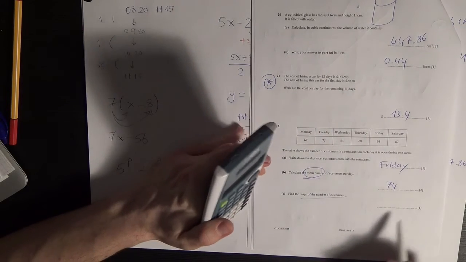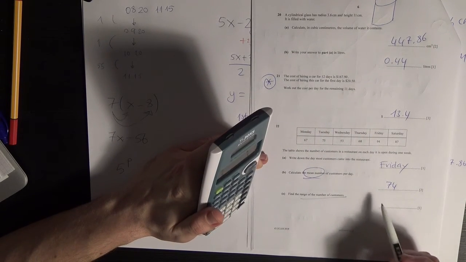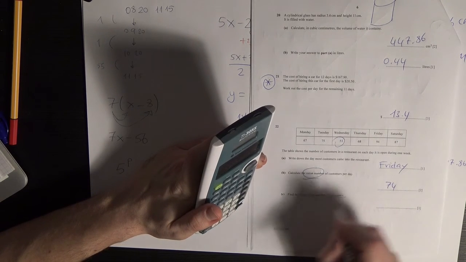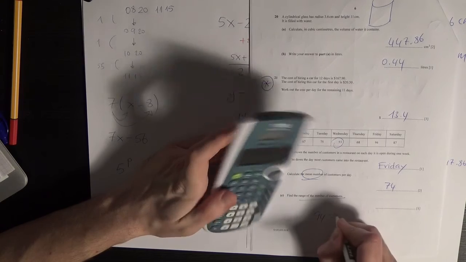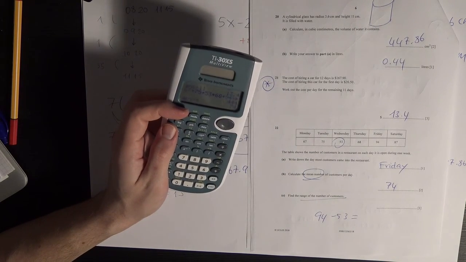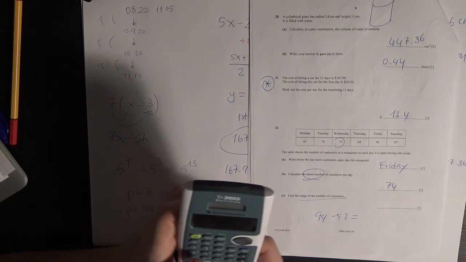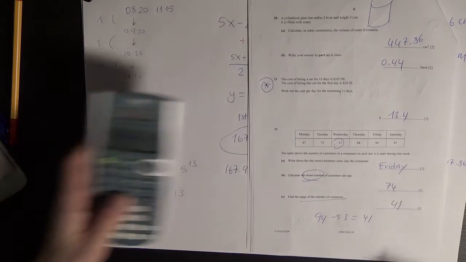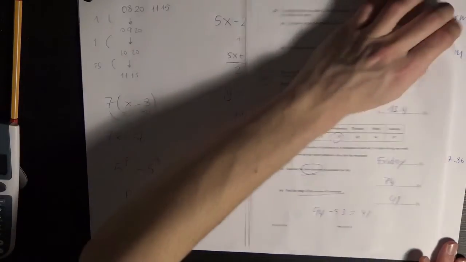Range of customers, range is the difference between the highest and lowest number. Lowest is 53 and highest is 94. 94 minus 53 is your range. So it is 41 is your range. Okay?